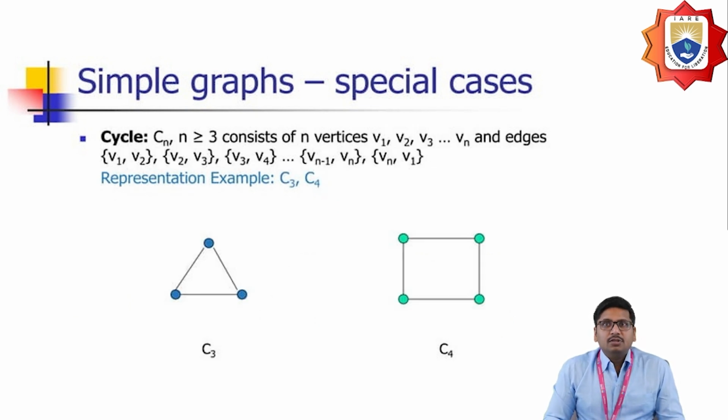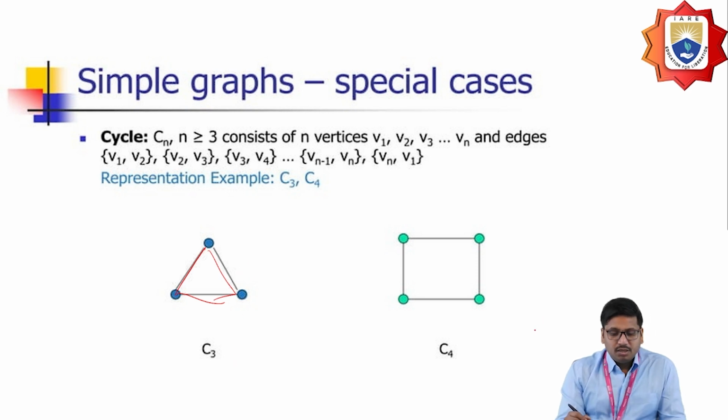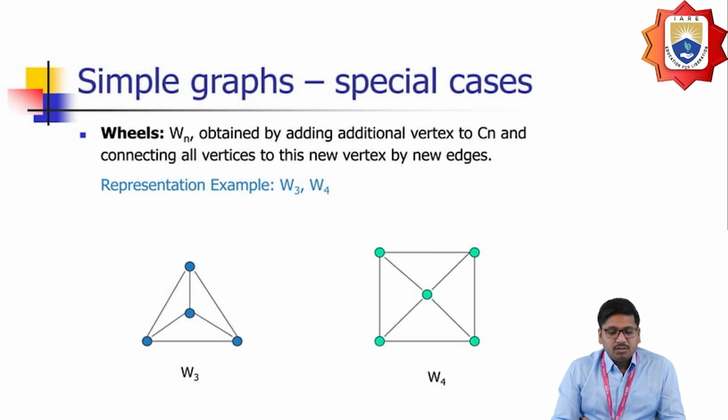Simple graphs are special cases, consisting of n vertices and edges. So how can we represent the cycle graph? There exists a cycle with three vertices, that's why it is C3, and then C4. And then the wheel is obtained by adding a vertex to Cn and then connecting all the vertices to the new vertex by new edges.